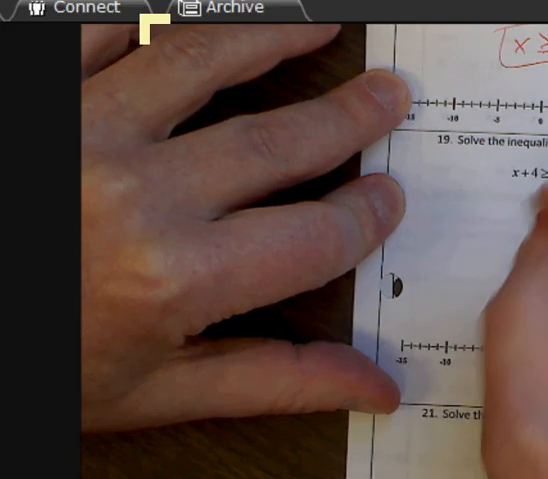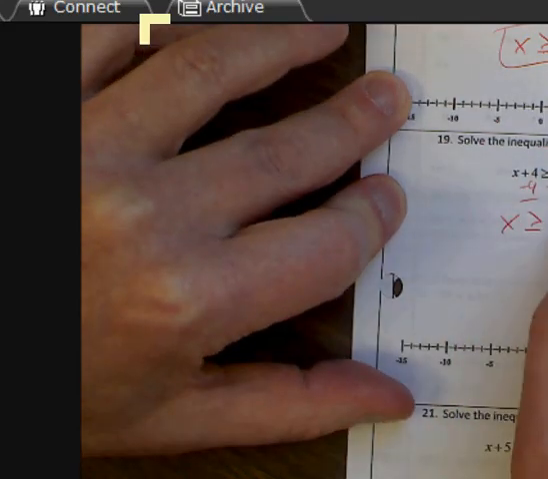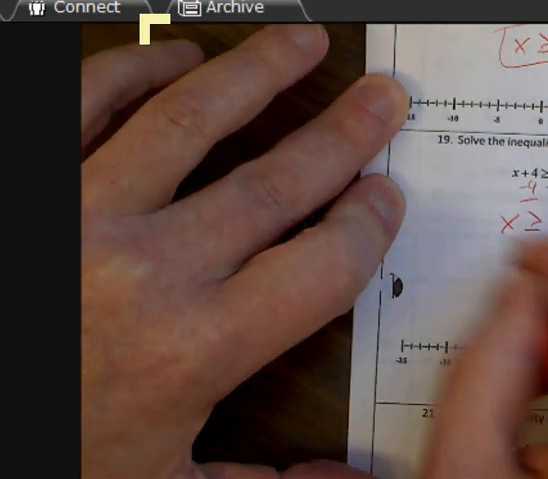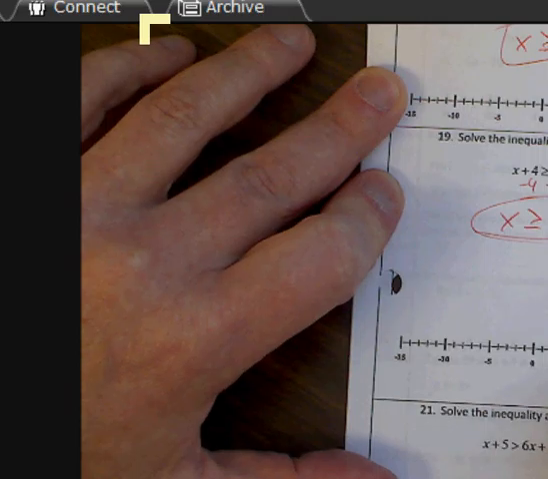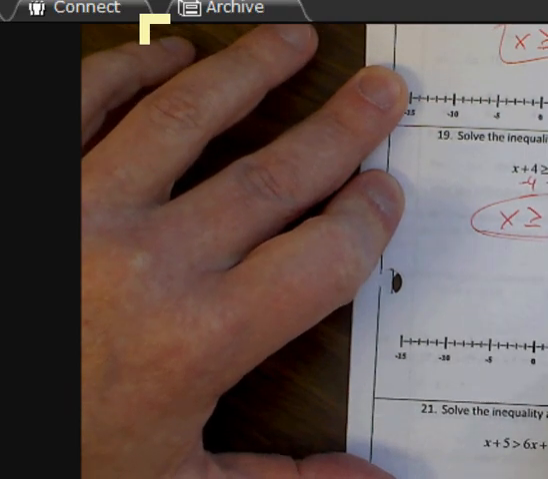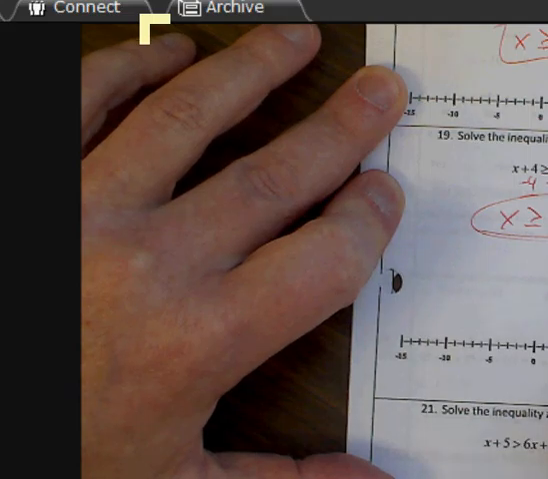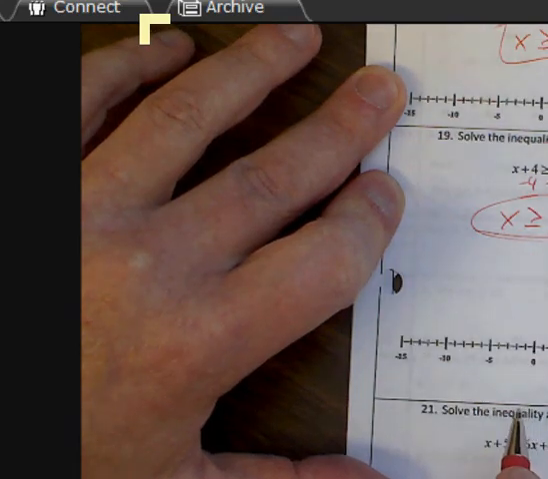Okay. Solve this inequality. I'm going to subtract 4 from both sides to get x by itself. I get x is greater than or equal to 6. That's my answer. I get a solid dot at 6 because it's greater than or equal to. And I'm going to shade going this way because the arrow points this way. Okay.